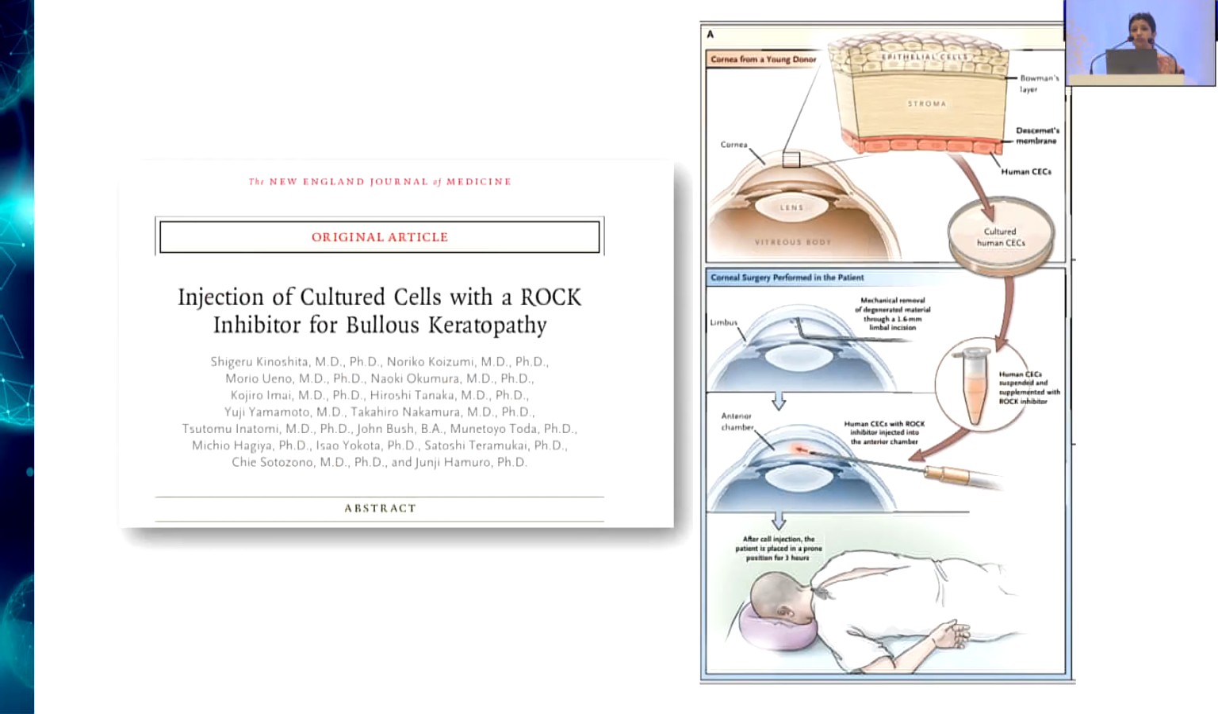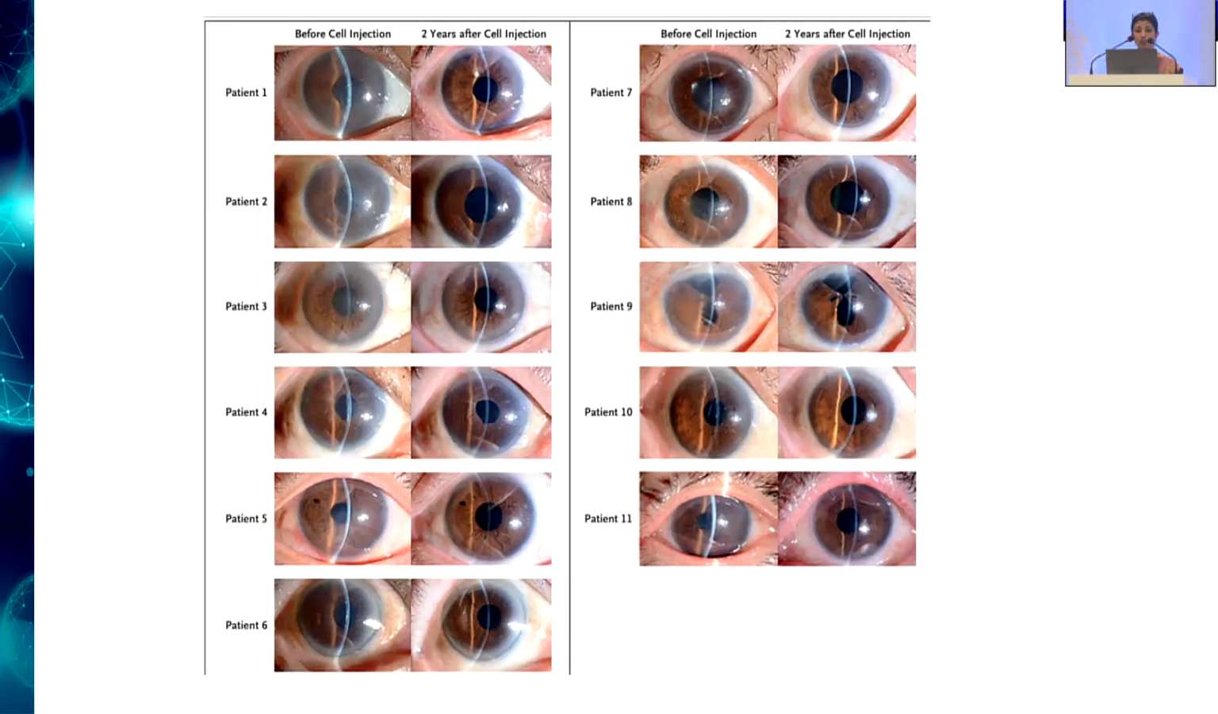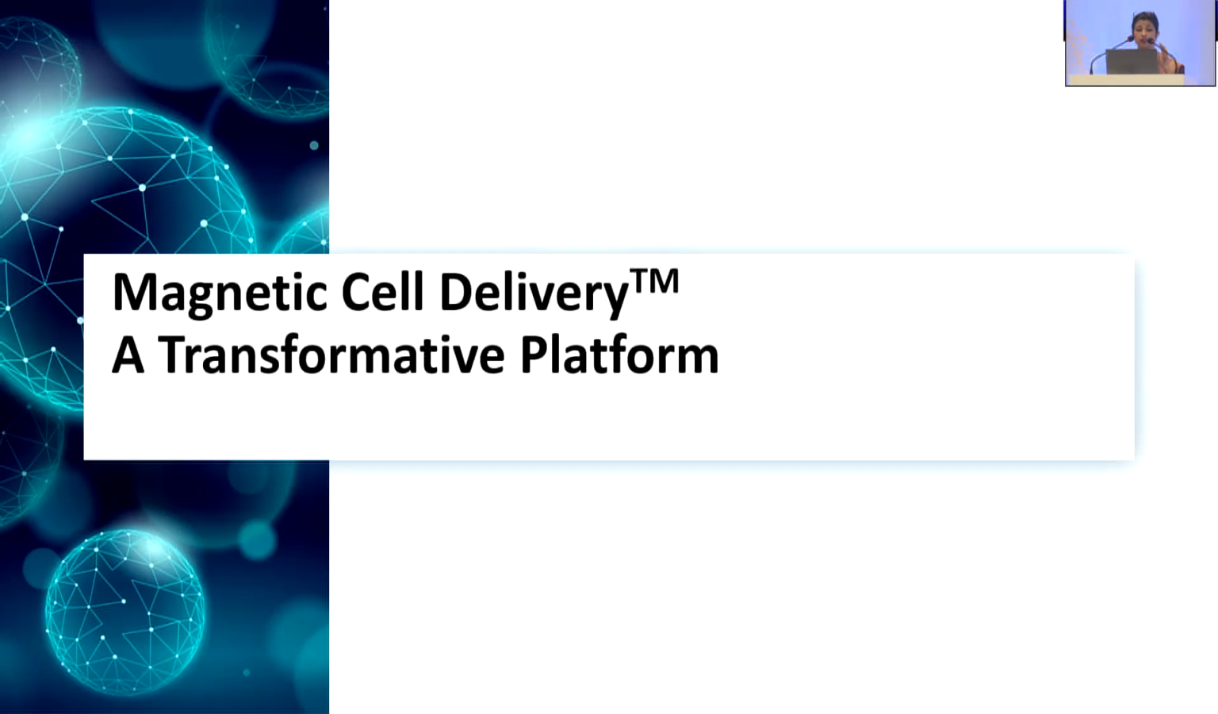Now, what has come into clinics? This was all up till now research, but it was in 2018 with the landmark paper of Professor Kinoshita that we saw that this actually works even in patients. 10 out of 11 of these patients now have 2 years of follow-up, and they have done excellent with cell injection therapy, which was reported in this paper.